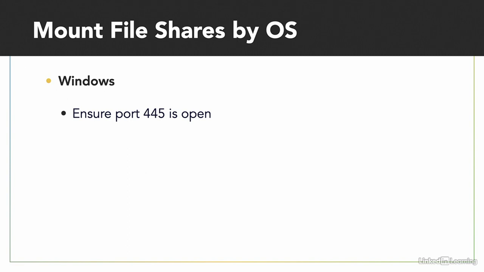Azure Files uses SMB protocol. SMB communicates over TCP port 445. You need to ensure your firewall or your ISP provider is not blocking TCP port 445 from the client machine.